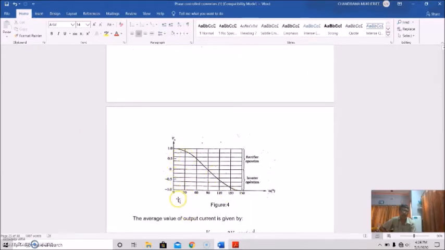At 0 it is maximum, at 90 degrees it will be 0, and at 180 degrees it will again be a negative maximum. So this is the rectifier operation and this is the inverter operation. This is the Vn versus alpha plot.